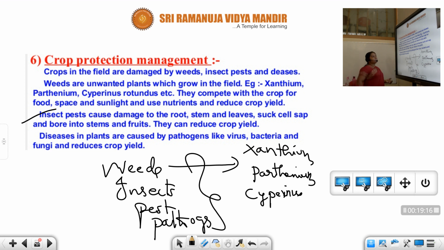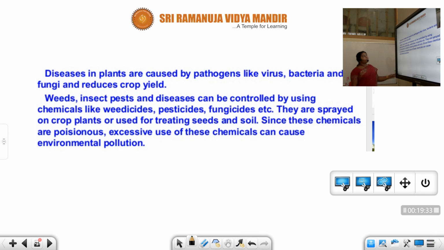Right? And insect pests cause damage to the roots, stem and the leaves, such as they suck the cells up from all the plant bodies. They can reduce the crop yield. Diseases in plants are caused by pathogens like viruses, bacteria, and fungi, and they may reduce the yield.